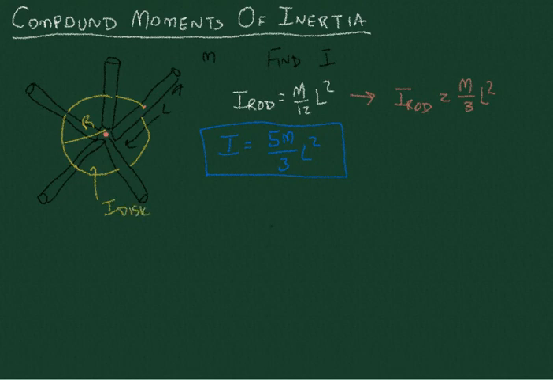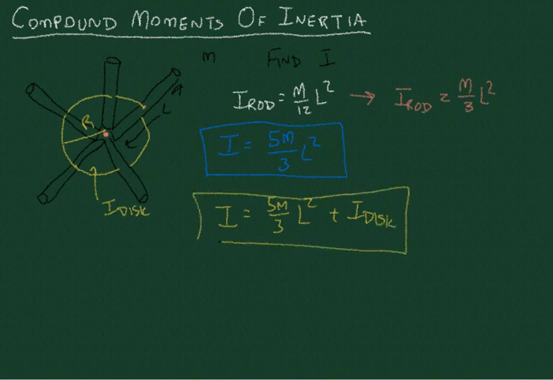If we look at this whole system, then the new moment of inertia is just 5m over 3 L squared plus the moment of inertia of the disk. So we can add together the moments of inertia of compound particles just like we could add together the moments of inertia of point particles.